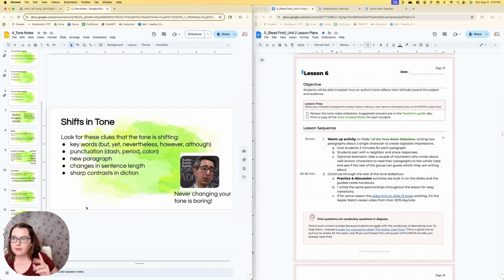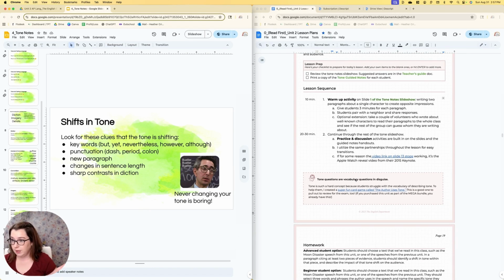So if you have a block schedule class, you may have a lot of extra time at the end of this lesson, or you may want to just continue focusing on tone before you move on to the next thing. So I have something fun to show you. It's not included in the tone lesson, but I will link it separately as well. This is outside of the units.